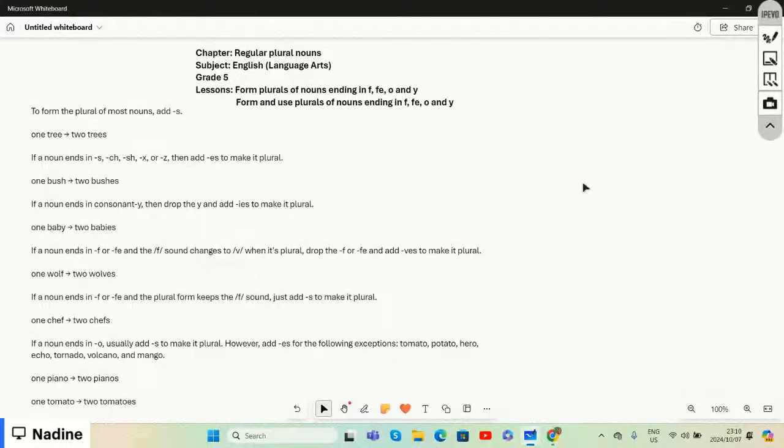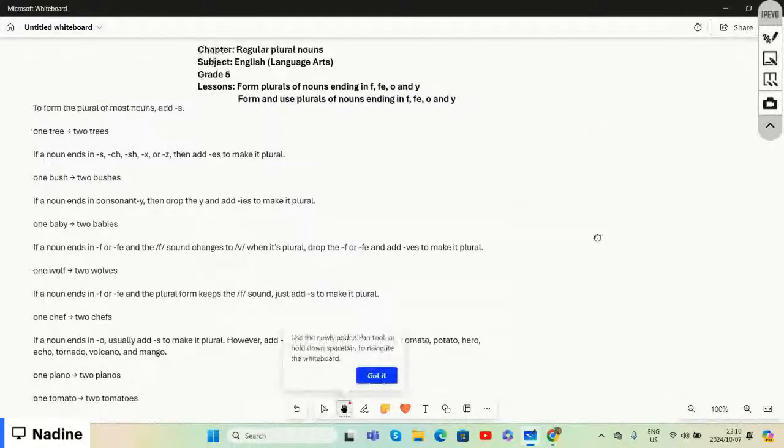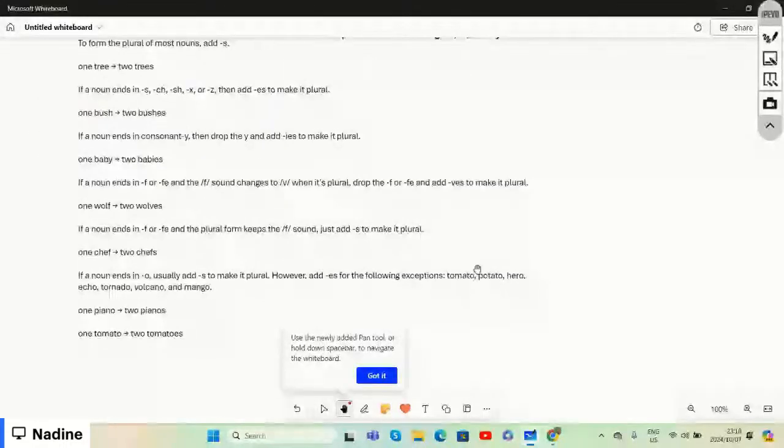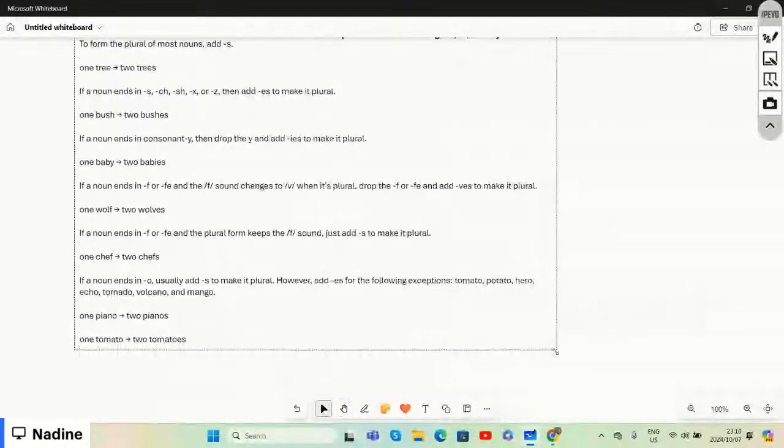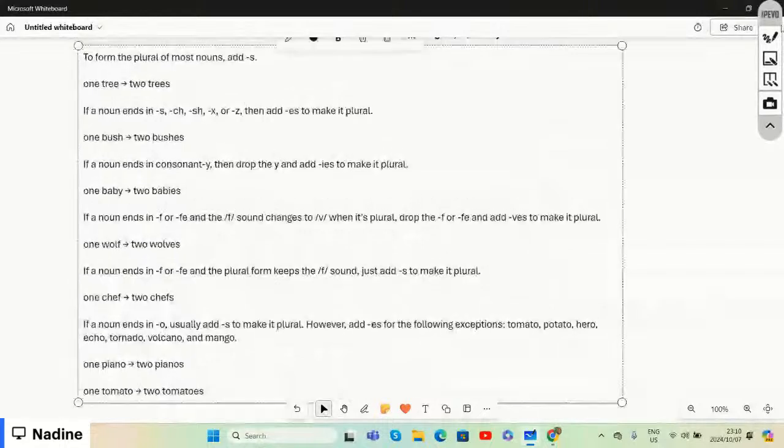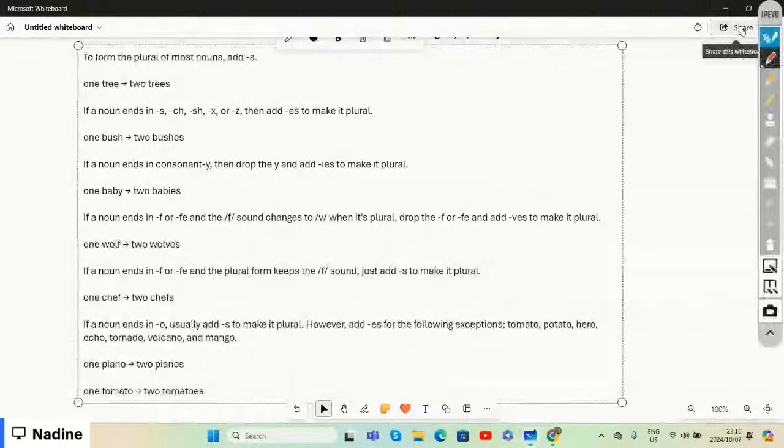All right, and to form the plural of most of our nouns, it means that we need to add, for example, an S. So in order for us to show that there's more than one person, more than one animal, more than one place, or more than one thing, then with most of our nouns, we just have to add an S, and that will show that there is more than one of that specific thing that we are talking about.